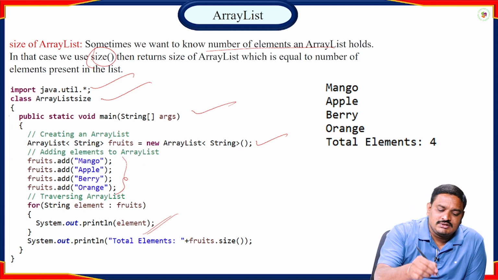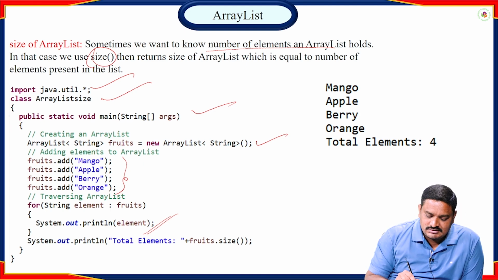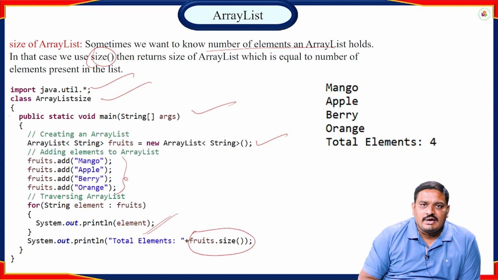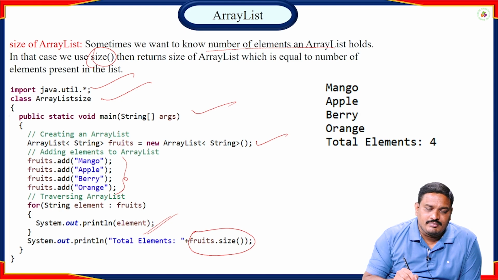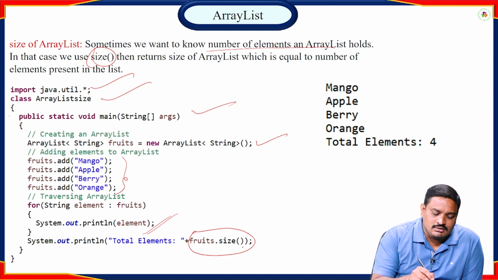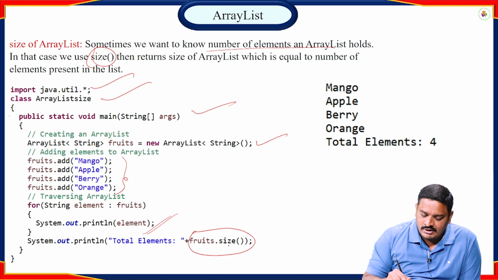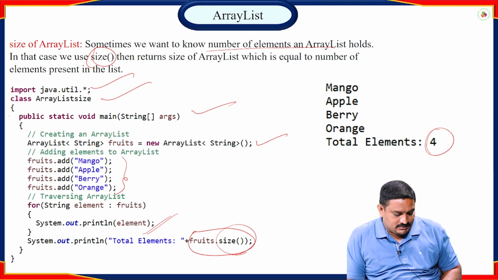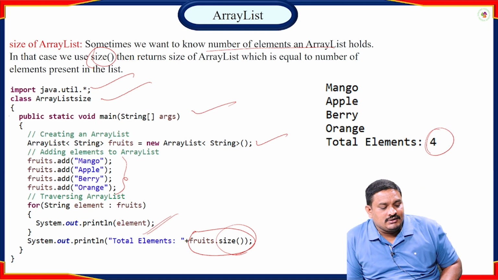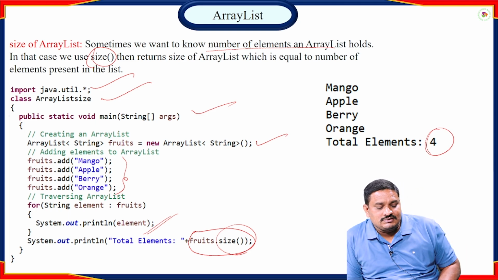Now we are using the size method. In the size method, it is the list name dot size. Fruits is the list name in that size method. How many elements are there in that list? 4 elements. That we are getting using the size method. The value 4 will be displayed. That is the size method of the array list.